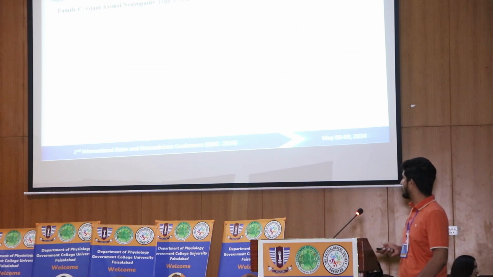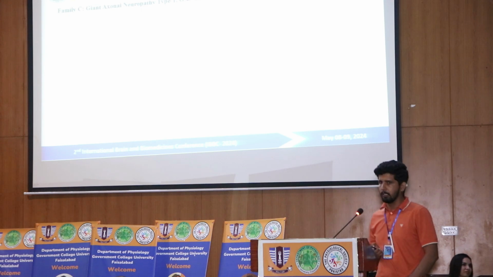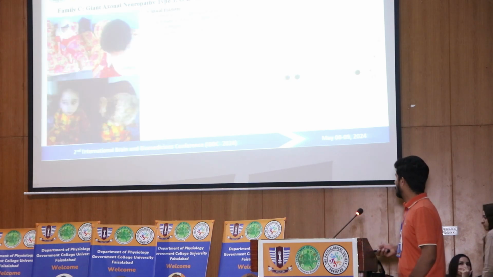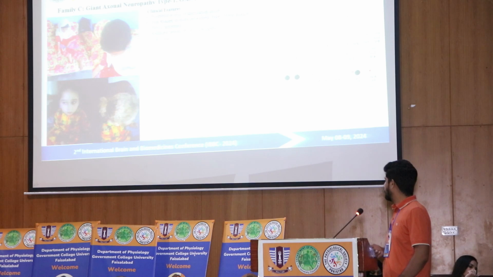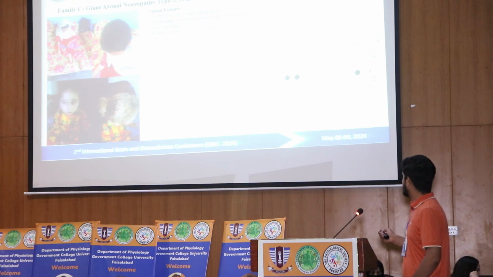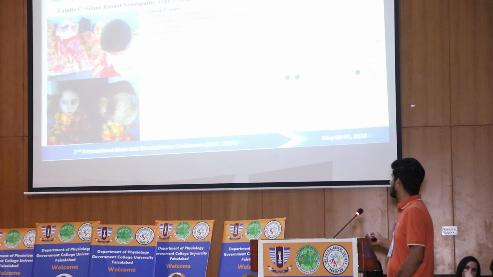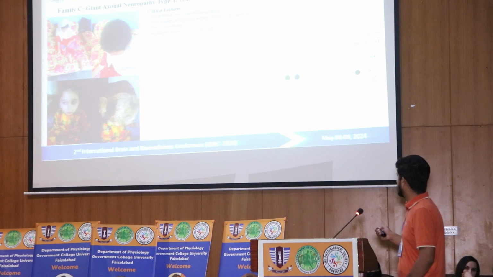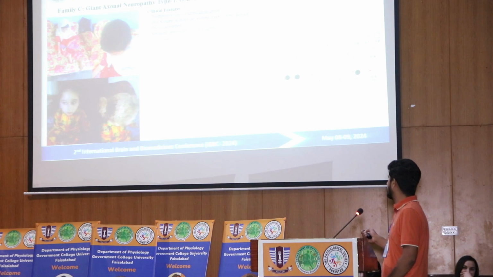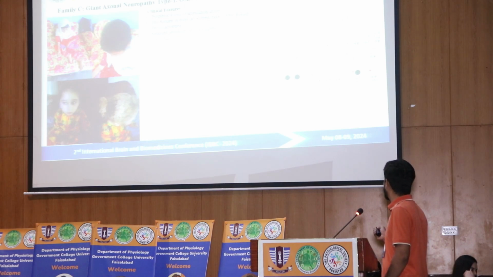The third family was affected with giant axonal neuropathy 1. We sampled this family from KP, district Swat, and these were the major clinical features present in this family: progressive loss of ambulation. At a progressed stage, the individuals were bedridden, the pelvis was deformed, with reduced sensitivity, and this is the family pedigree.